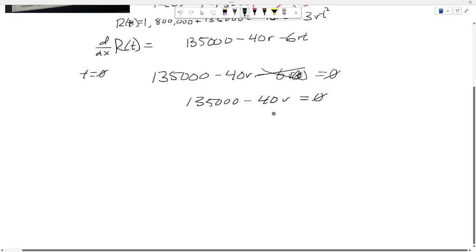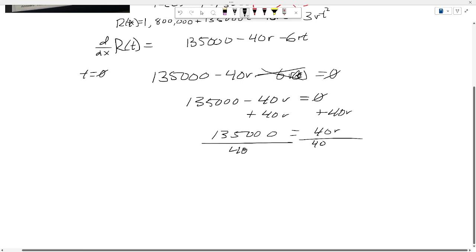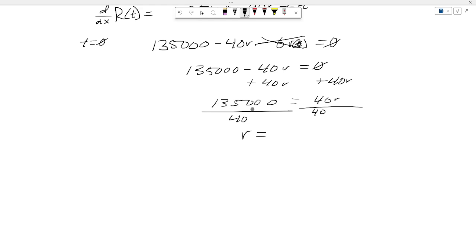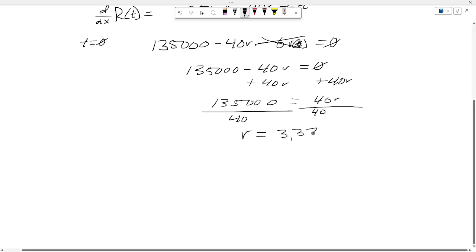Okay, now what we do is just basic algebraic manipulation. So it's 135,000 equals 40r. You see how I did that? I added 40r to both sides to make sure the r sticks with it. And then you divide by 40. I'm going to switch the r over here because I hate to write the other way. So 135,000 divided by 40 is 3,375. This right here is your answer.